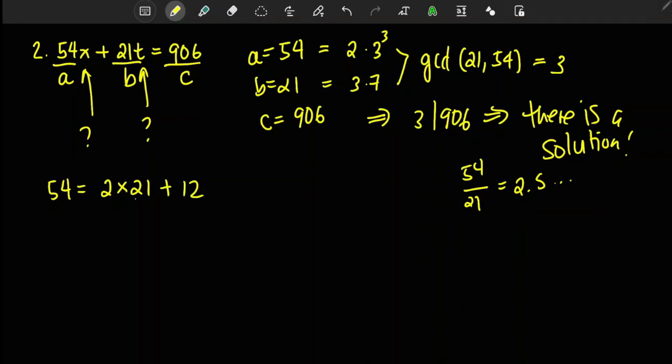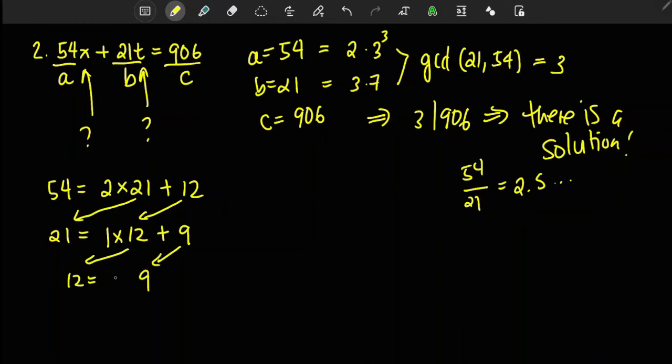So, now you move 21 here, and then you move 12 here. So, 21 divided by 12 is 1 point something. So, that's 1 times 12 plus 9. So, you move 12 here, and you move 9 here. 12 divided by 9 is 1 point something. So, that's 1 times 9 plus a remainder of 3. This time, you move 9, and then you move 3. So, 9 divided by 3 is exactly 3. So, that means the last remainder is 0. So, the last non-zero remainder becomes the GCD. Well, we already know that 3 is indeed the GCD.